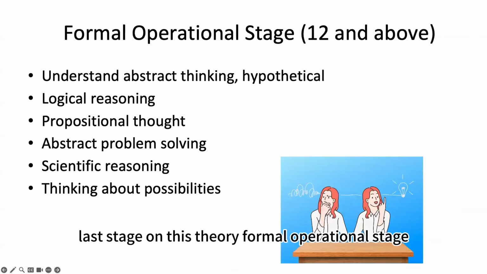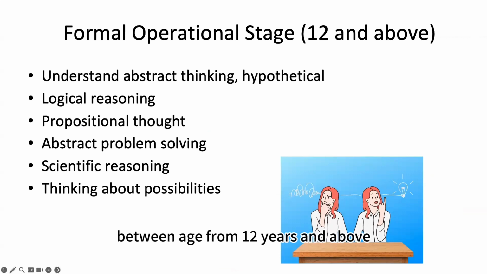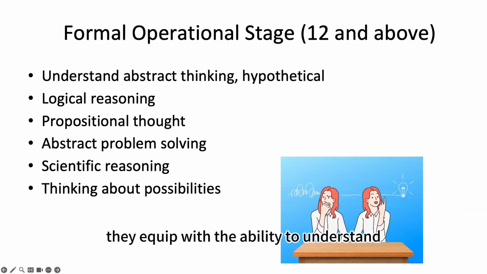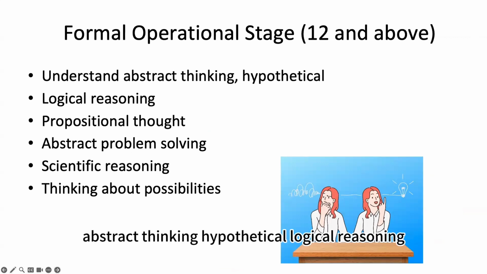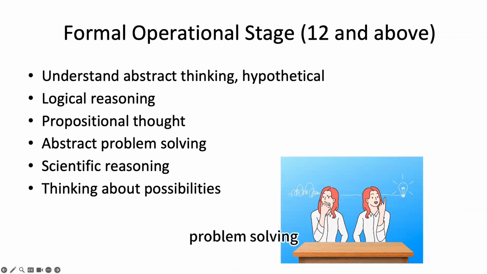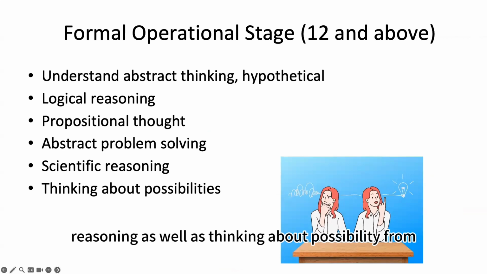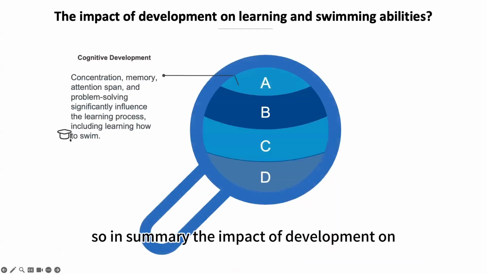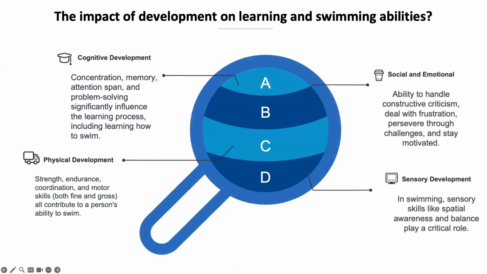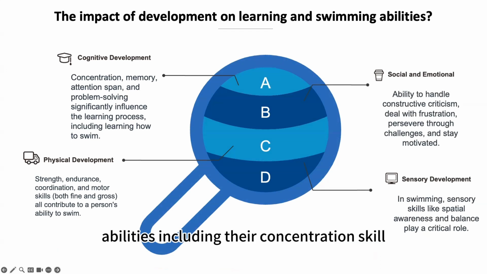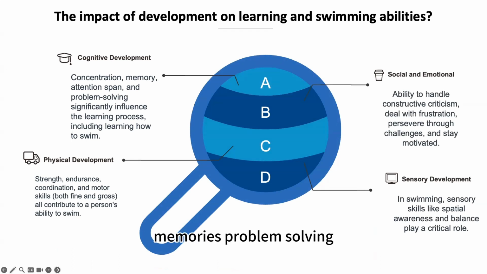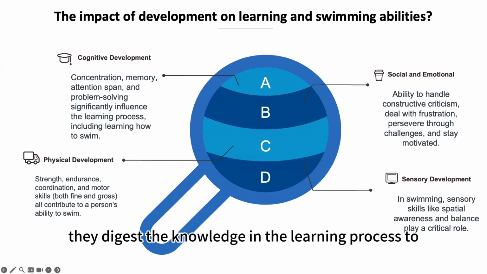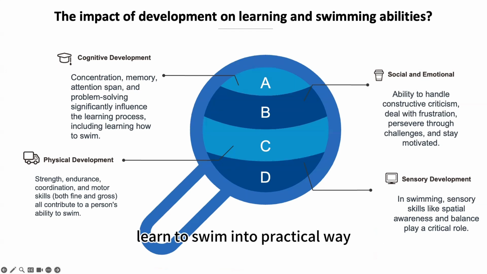The last stage of this theory is the formal operational stage, from age 12 years old and above. In this stage, their cognitive level is much more advanced compared to the concrete operational stage. They are equipped with the ability to understand abstract thinking, hypothetical logical reasoning, problem-solving reasoning, as well as thinking about possibilities from different aspects. So in summary, development has an impact on learning and swimming abilities, including concentration skills, memory, problem-solving skills, and how they digest knowledge in the learning process to learn to swim in a practical way.